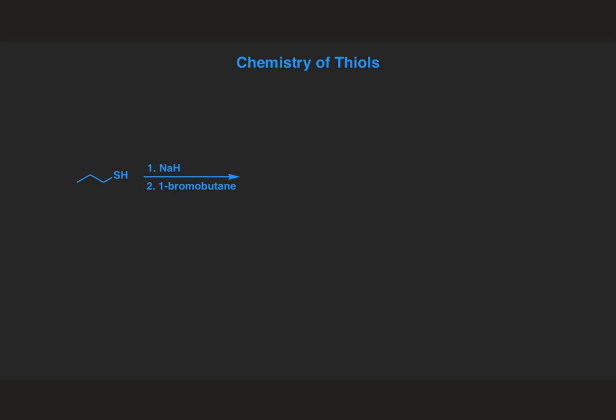In today's video, we're going to talk about the chemistry of sulfur-containing molecules. And we're going to start with thiols, which are the sulfur analogs of alcohols. And since alcohols react as nucleophiles, thiols also are generally going to react as nucleophiles.